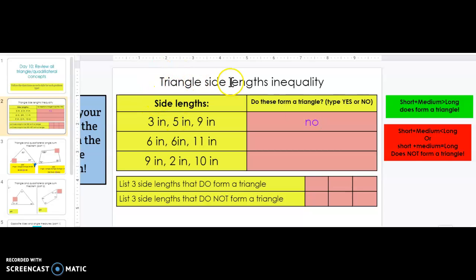So for triangle side length inequality, remember that the inequality states that if the shortest side plus the medium side is greater than the longest side, it does form a triangle. If the shortest side plus the medium side is less than or equal to the longest side, it does not form a triangle. So in this table, you've been given side lengths, and then you will just write yes or no if it forms a triangle or if it does not form a triangle.